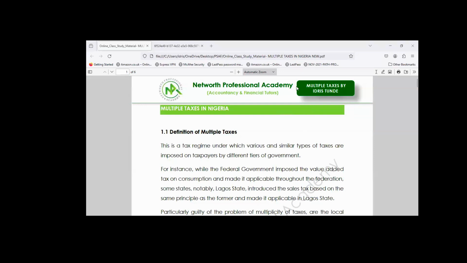So the topic we want to discuss today is about multiple taxes in Nigeria. What do you understand by multiple tax? According to the material I sent to you, multiple tax is a tax regime under which various or similar types of taxes are imposed on a taxpayer by different tiers of government.